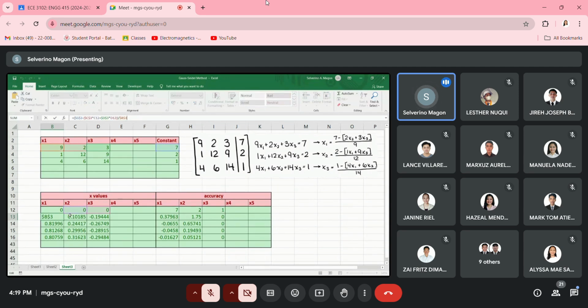x1 is the same. You'll be using the previous x2 and x3 values. But for x2, now you can see the improvement here: you will be using the previous x3, but you can immediately utilize the x1 value within that same iteration. And similarly, for the x3 calculation, you can immediately use x1 and x2 within that same iteration. And then you just have to repeat the process afterwards.